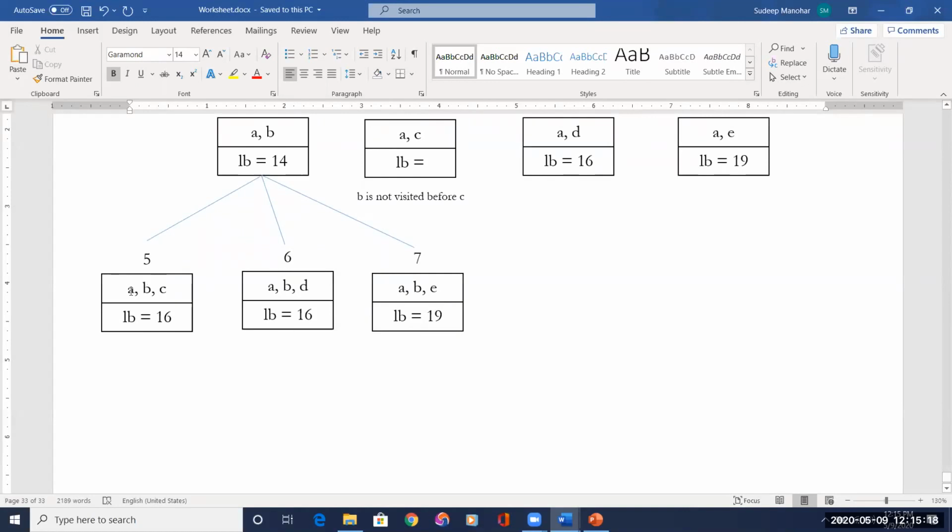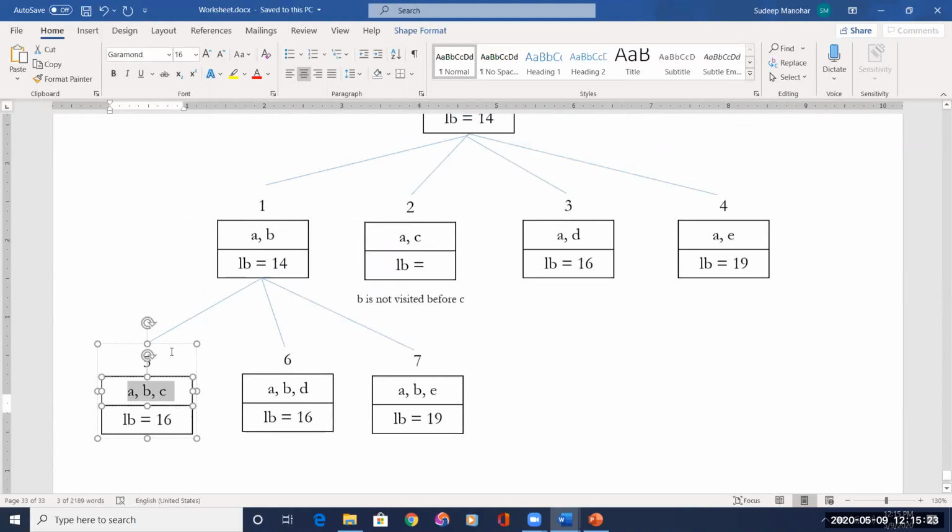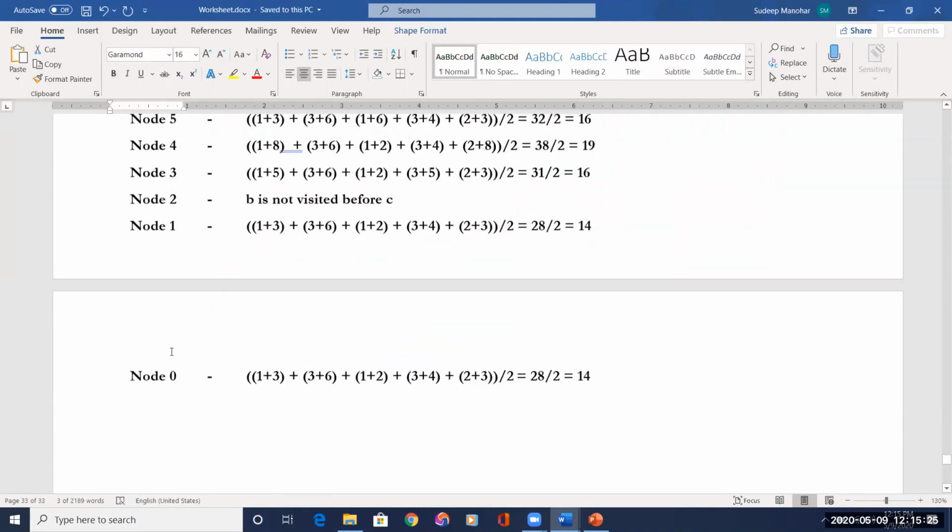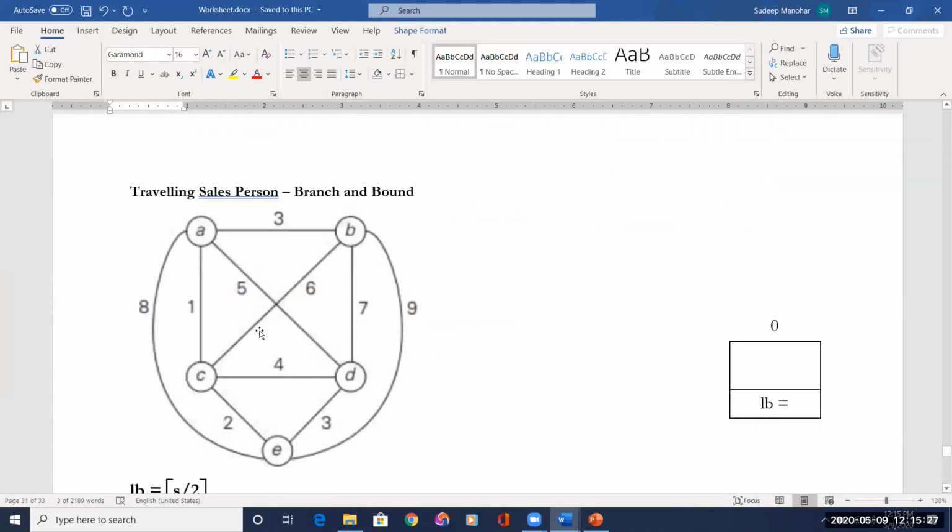For node number 5, what is the path chosen? A to B, B to C. See the diagram. A to B and B to C. So this path is chosen, A to B and B to C. From C, you have to move further. What are the options left for C? From C, the option left is one is to D, other one is to E. Only 2 options are left.